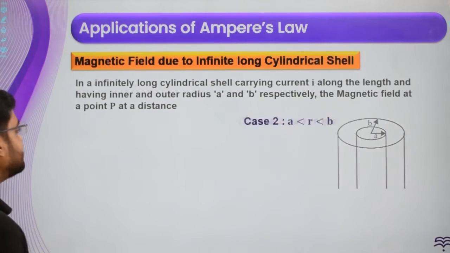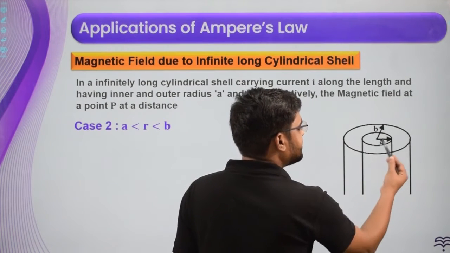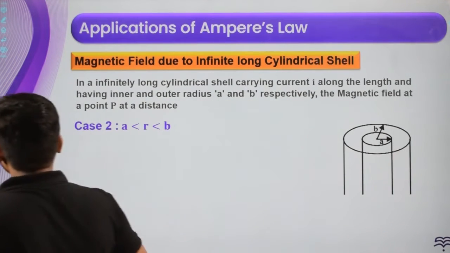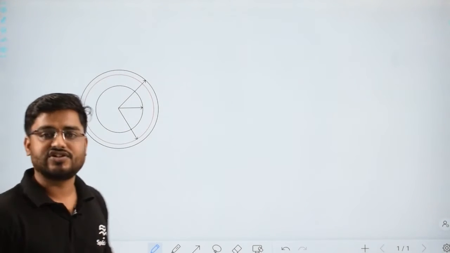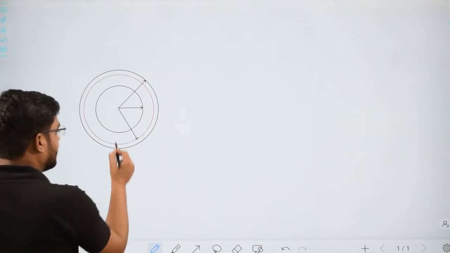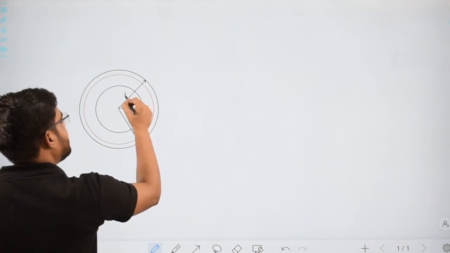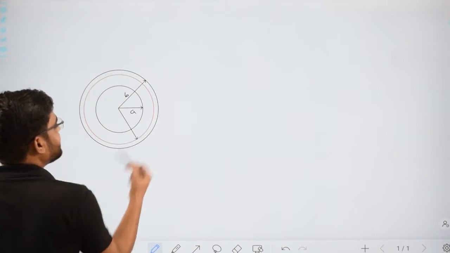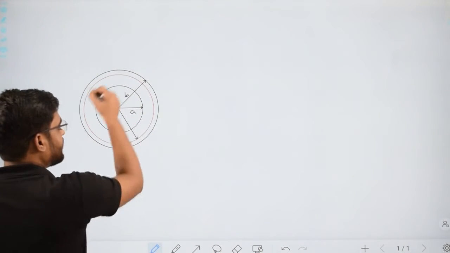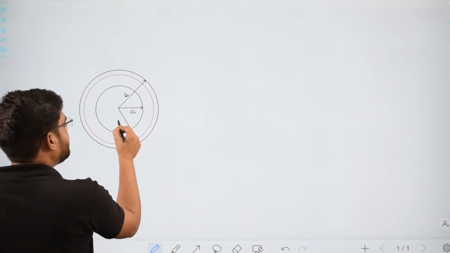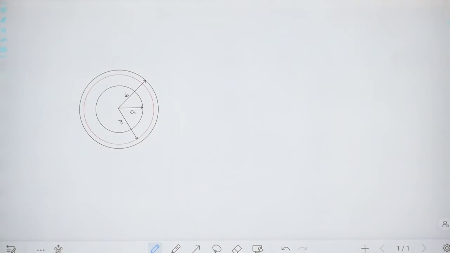Now the second case is, what if our R, the distance from the axis, is lying between A and B? For this, let's have a look at this. So this is the cross section. The inner radius is A, and the outer radius is B. And now the current is passing through this cross section. So I am going to take an Amperian loop again, having radius R. R is somewhere between A and B. The red one is the Amperian loop.